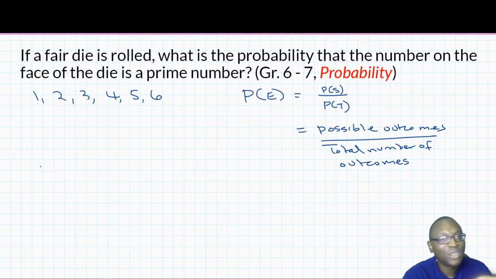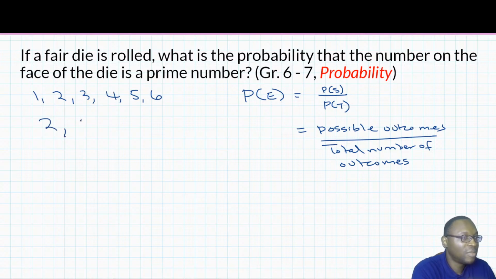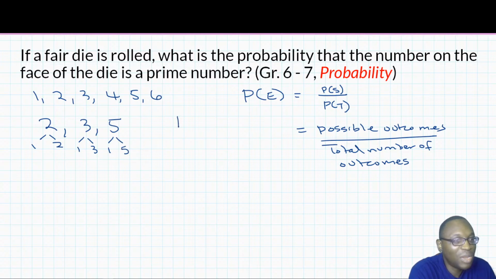So the prime numbers we have here are actually 2, 3, and 5. If you look at 2, it has only 2 factors, 1 and 2. This has only 2 factors, 1 and 3. This has only 2 factors, 1 and 5. If you look at 1, it has only 1 factor, itself. So that's why 1 cannot be considered as a prime number. It's not a prime number.